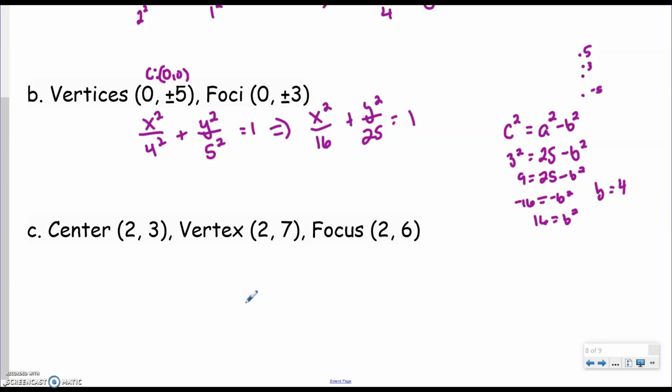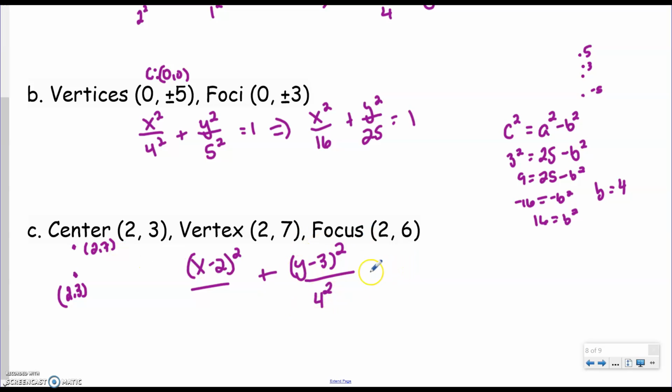Okay. The next problem, center, vertex, and focus. So I'm going to plot this. So my center is at the point 2, 3. My focus is at the point 2, 7. Sorry, my vertex is at the point 2, 7. So we went up, which means that my y squared is going to have the bigger number underneath it. And this time, since my center is somewhere besides 0, 0, we need to plug that in. Okay, so the 2 goes with my x, the 3 goes with my y. And then we need to figure out the distance between my center and my vertex. So I went up 4. That means I have a 4 squared underneath my y.